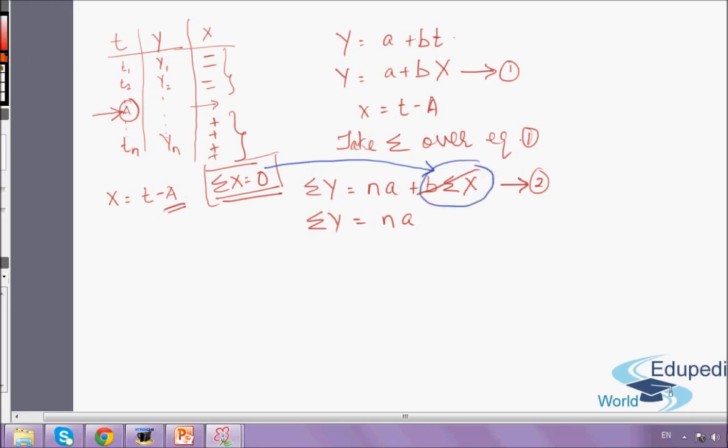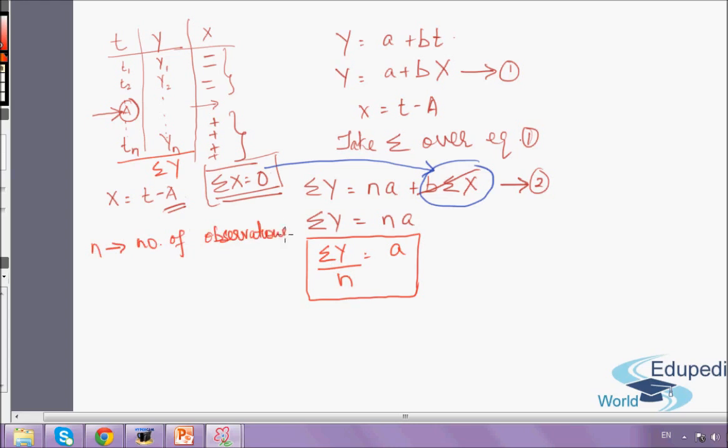Alright, so we'll have this part 0, and we'll just be left with summation of y equals n times a, and then I can find the value of a as summation of y divided by n. That will be the formula to find a. I can easily find the sum of y by taking the sum over this column. Summation of y divided by n, where n is the number of data or number of observations. Fine. So from here we get the value of a.